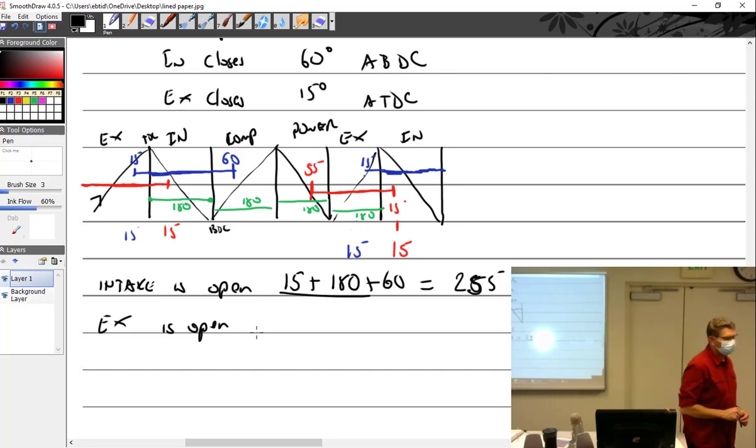Pretty much what you're doing is you're just taking the blue line on the intake, the 15 and 60, and adding it to the 180 degree stroke. So right here, the 15 plus the 180 plus the 60, add them up. That's just it. That's how many degrees of crankshaft travel the valve is open. Okay. Yeah, you got it. It's like, really? Is it really that simple? Yeah. Well, I thought it was more complex.